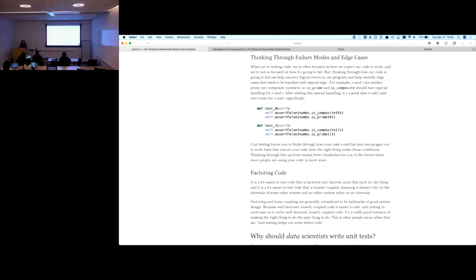So factoring refers to how you have broken your code up into individual components. So how you've broken your code up into individual functions, what classes you've decided to create with what methods. Generally, smaller, more single-purpose pieces of code are a lot easier to test than larger pieces of code that do a whole number of things. Loosely coupled means that your code doesn't rely on the internals of any other code or any other system. So it's very easy to get at your code just by itself.